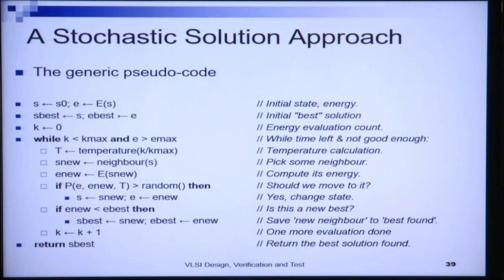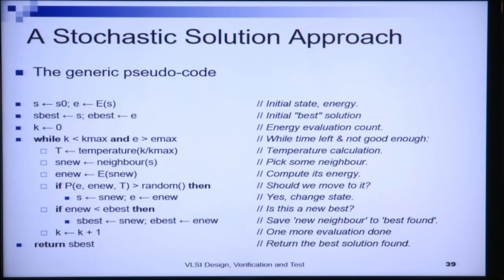Right? Now we accept this new solution if P(E, E new, T) is greater than some random value. P(E, E new, T) is the probability of accepting this new solution, where E is the current solution and E new is the new solution that I have got. If this probability is greater than a certain random value, I accept this new solution. S equals S new and E equals E new, and now S and E become my new current solutions.